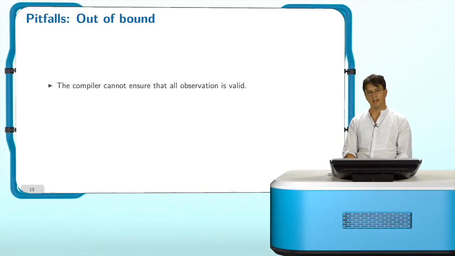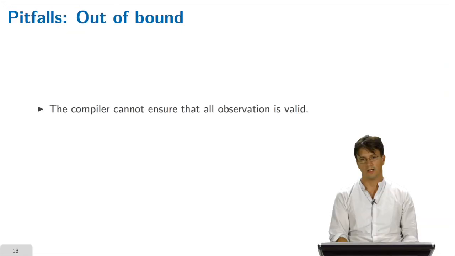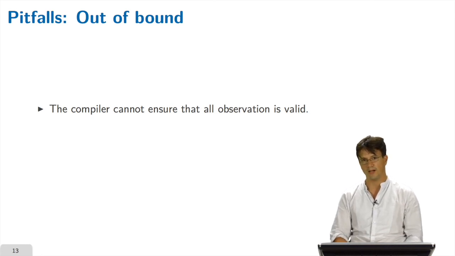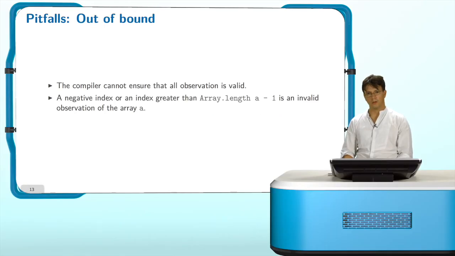Another kind of programming error that is very common but is unfortunately not caught by the compiler is an invalid access to a cell of the array. Indeed, the compiler cannot predict if some expressions will evaluate into a valid index of the array. So if you get a negative index or an index that is greater than the length of the array minus 1, then it will crash the program.